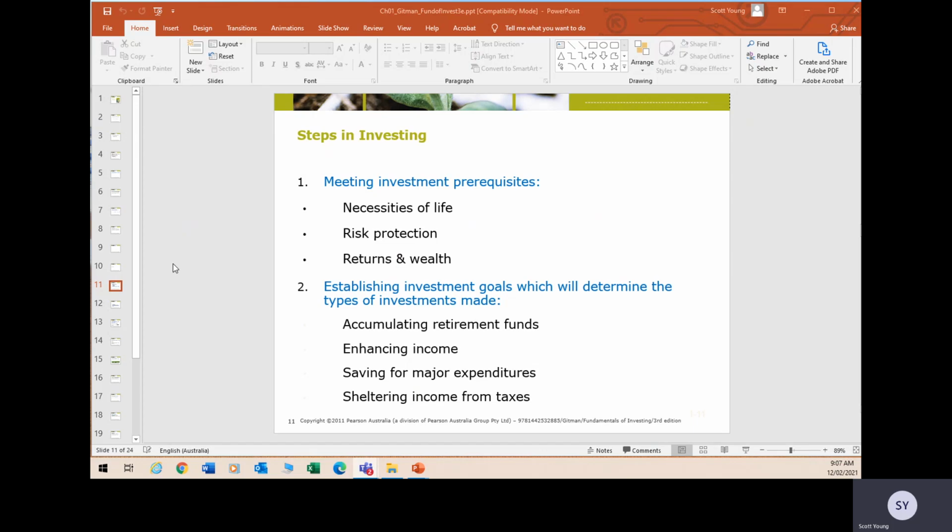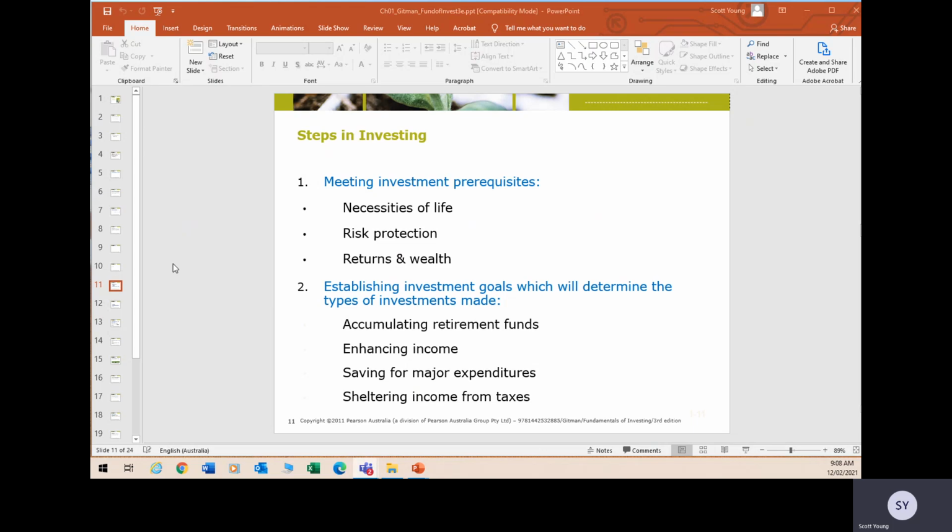Meeting your investment prerequisites, as you can see, life, risk protection, returns and wealth. Absolutely, typically why you would do it. Establishing investment goals, which will determine your types of investments. Absolutely. What are we investing for? Is it for retirement? Is it to save money for something special? Is it for putting money away for when my kids go to college and graduate, or getting them into university and college, etc.? Again, we have to stipulate what those goals are. Are they short-term, long-term? What exactly for? Because when we know what the goals and objectives of the clients are, then we can start to match up the relevant products and the other relevant characteristics.